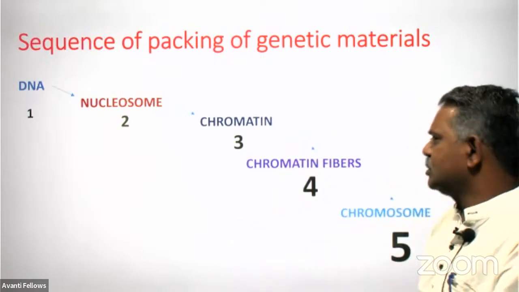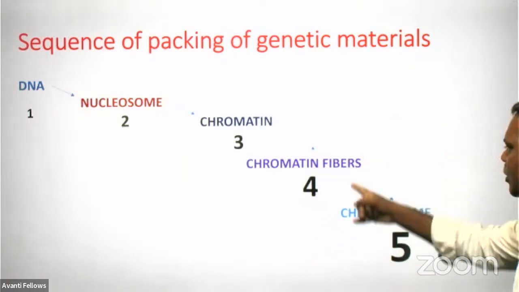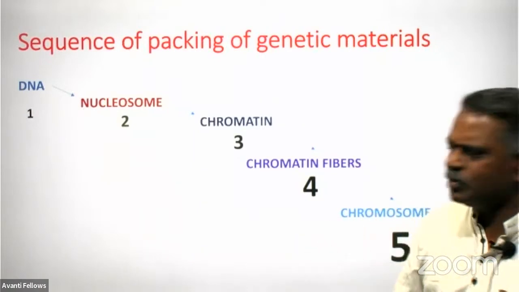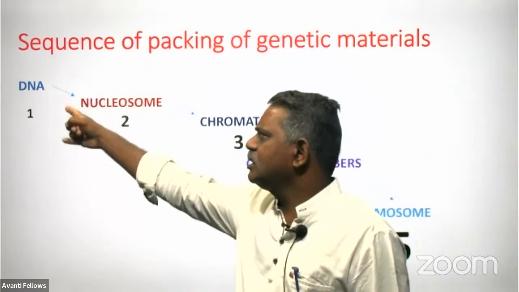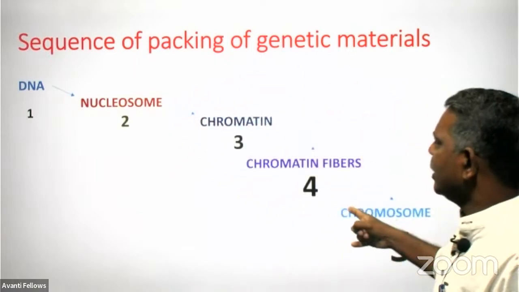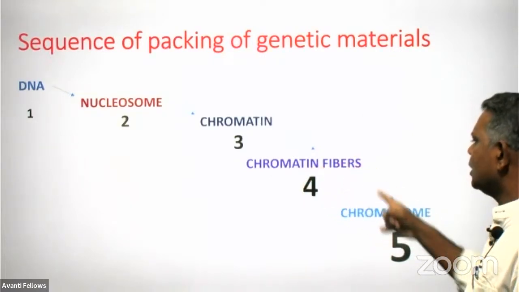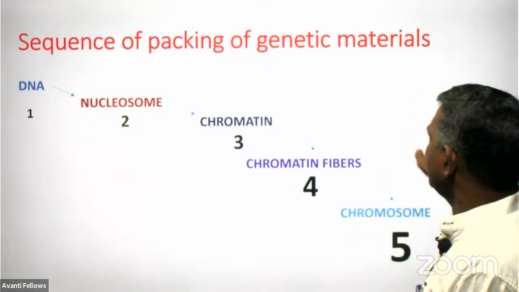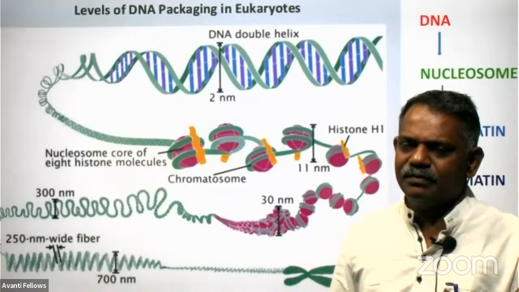Again, it goes for this coiling. Then it goes for one more coiling of the chromatin fibers to form the last product, that is the chromosomes. So chromosomes are nothing but supercoiled DNA. In addition to the DNA, we can find the histone protein, and we can also find the non-histone protein, particularly for the supercoiling of these chromatin fibers to produce the chromosomes, right? This is the process of chromosome formation.